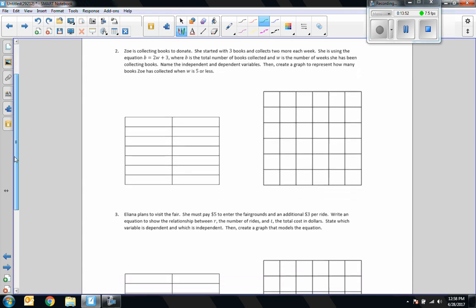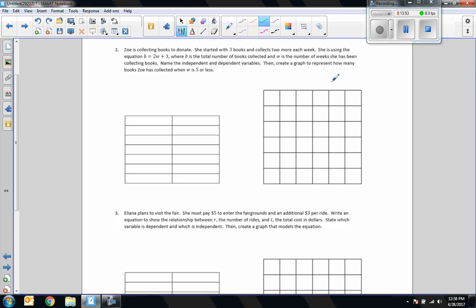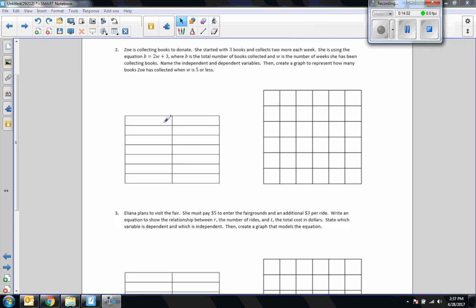Okay, here's example 2, or exercise 2. So I'll try it again. Hopefully they gave us the right graph this time. See if you can do this, and we'll come back and take a look. Okay, so here we go. So we have B equals 2W plus 3. They gave us the equation.